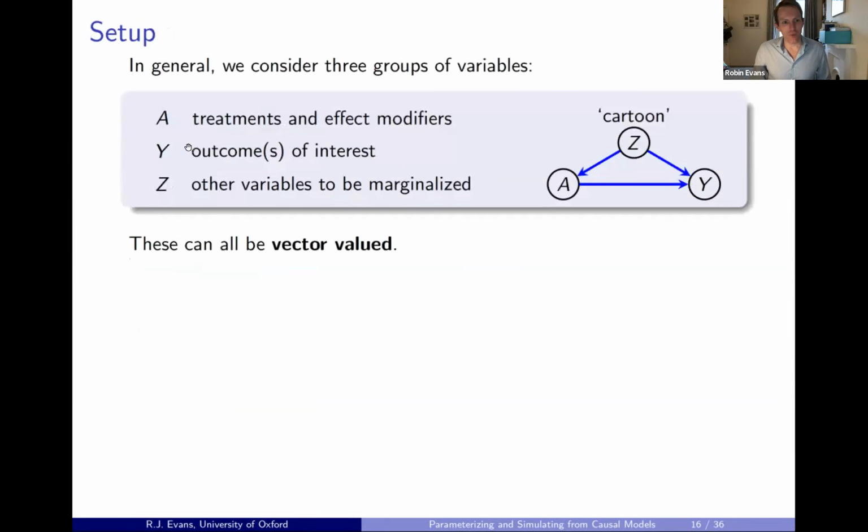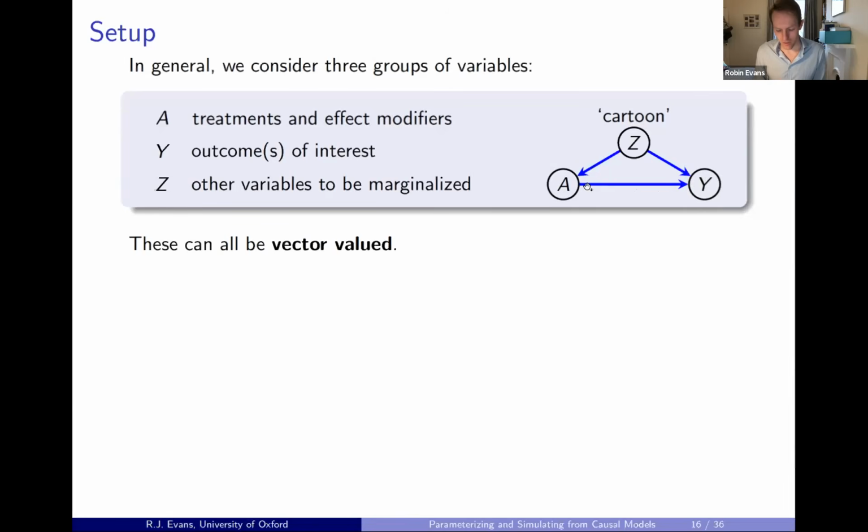So to generalize what we've already seen, I'm going to use the following notation. A is going to be, in general, a vector of the treatments and possibly effect modifiers, so anything I want to be in my conditioning set. Y is going to be a vector of all the outcomes that we're interested in. And Z is going to be a vector of any variables that we want to be marginalized. So a sort of cartoon of the setup is that you have these observed confounders Z and then a treatment A and an outcome Y.